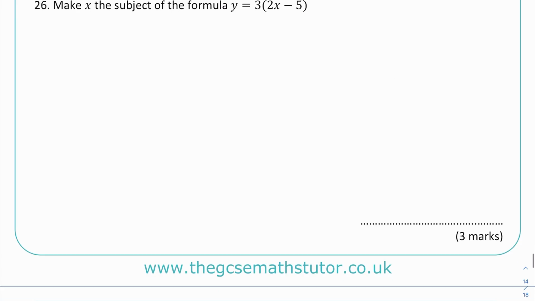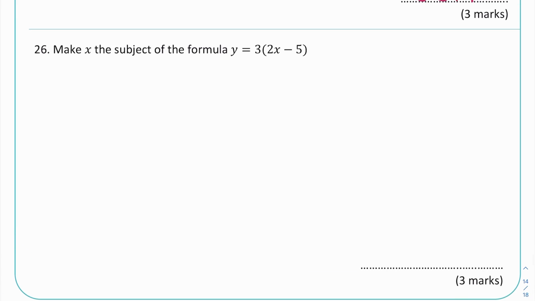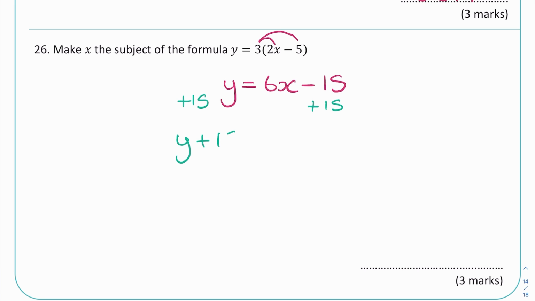On to question 26. It says make x the subject of the formula. So for this one here, we have some brackets involved. We need to get rid of the brackets. So if I multiply those by 3, instead this would say y is equal to 6x minus 15. Now to make x the subject, it means it wants x on its own. So I first want to get rid of this minus 15 by adding 15 to both sides. So that's going to be y plus 15 is equal to 6x.